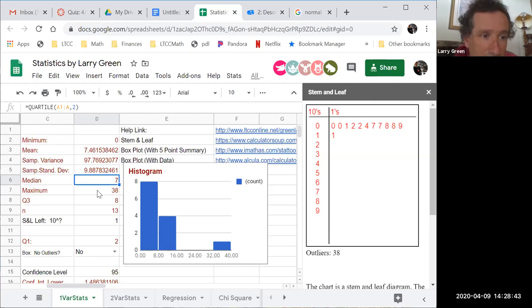Okay, so that's the median. The maximum, 38. I hope you all understand what that is. Just the highest number. I'm not going to spend much time on it.